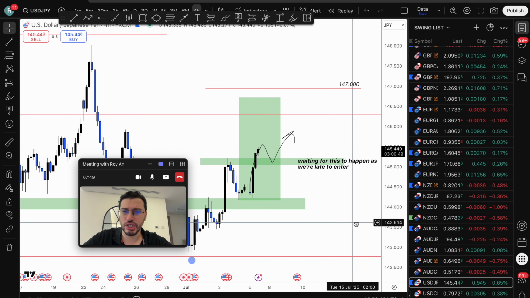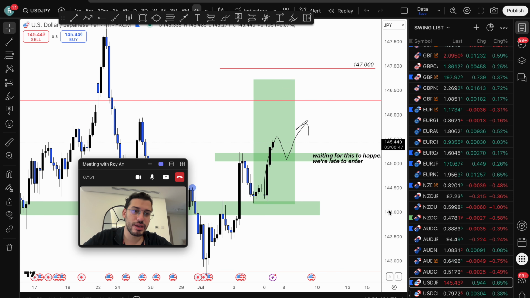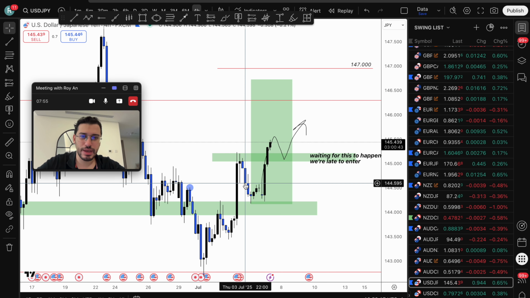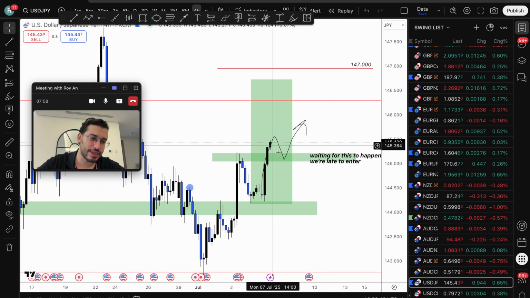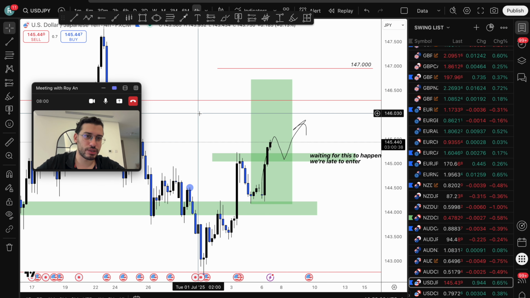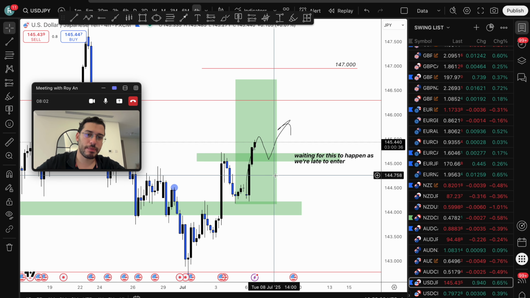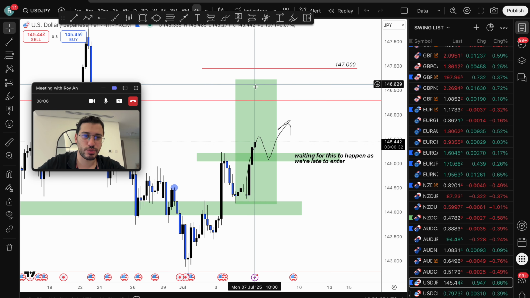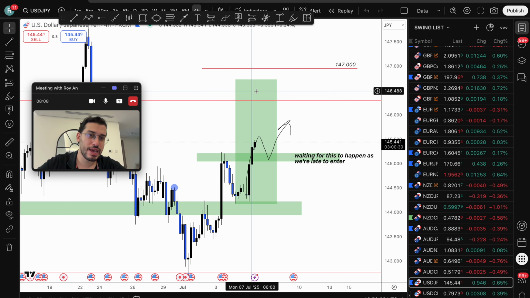Then we have USD JPY right here. This can happen today, but based on how the markets are moving, like impulsing heavily through to the upside even right now, maybe I won't be capable of entering today also on USD JPY. My target for USD JPY is this 147 psychological level right here, this 146,500 to 147, seeing the market push up there.